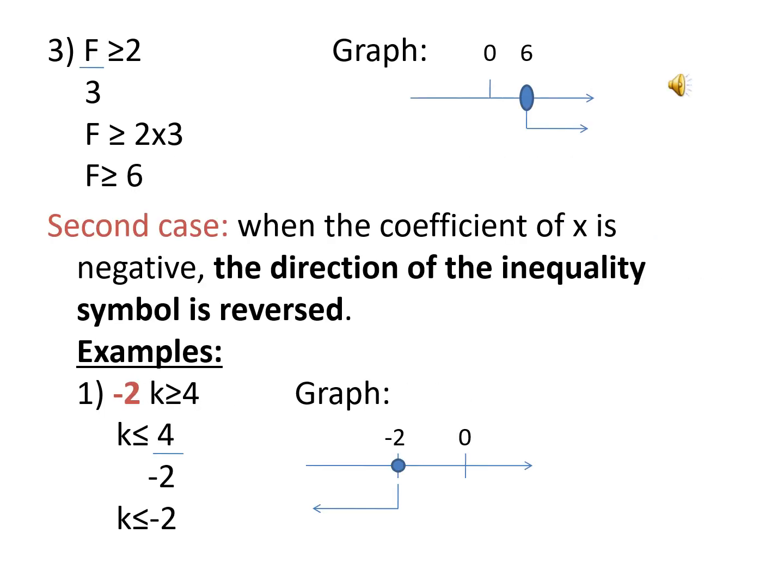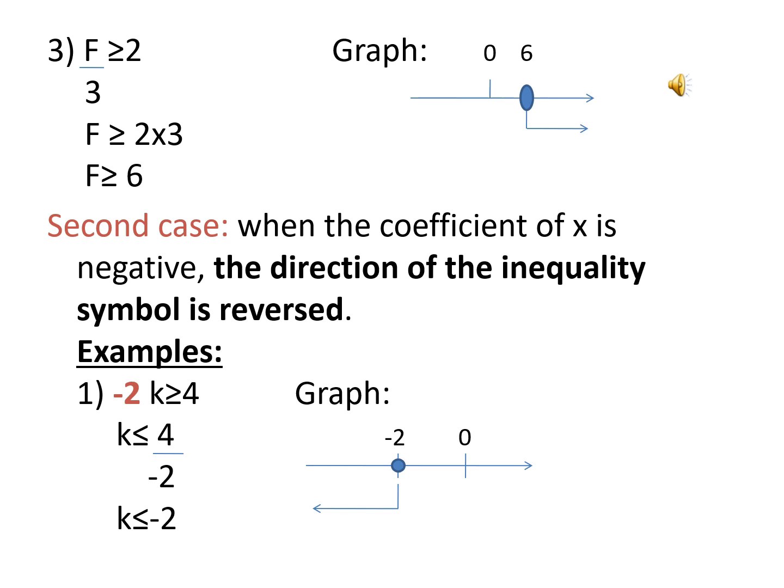Number 3. f over 3 is greater than or equal to 2. The operation used in this inequality is division. The inverse operation of division is multiplication. So to solve for f, I'm going to multiply 3 by 2. 3 times 2 is 6. f is greater than or equal to 6.